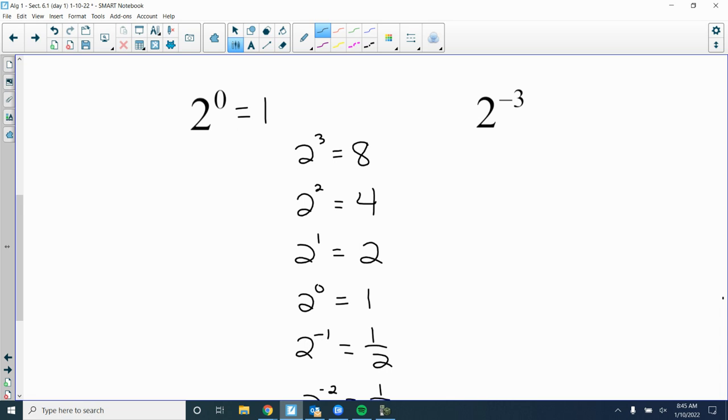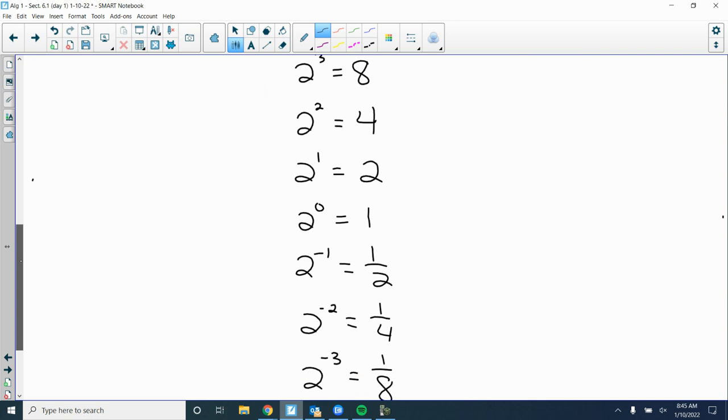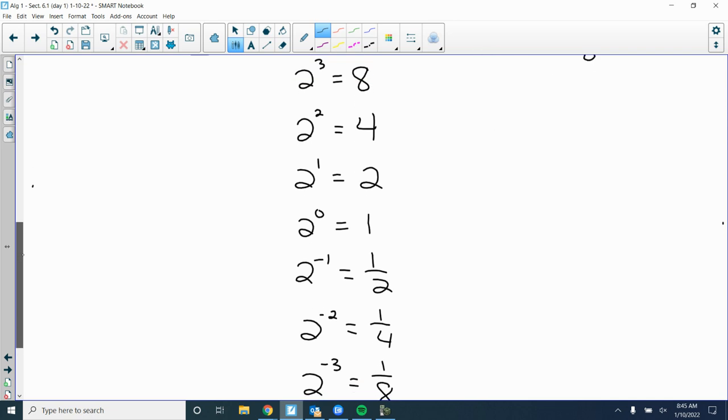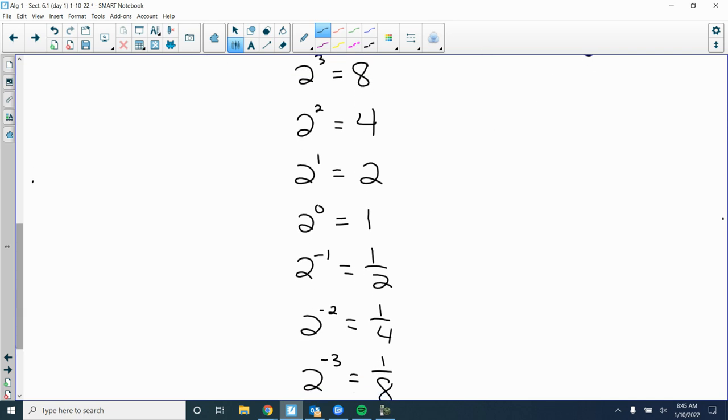1/8. Now, here's kind of the cheat on this, and this is going to be the rule. Look, do you see something very similar between 2 cubed and 2 to the negative third? 2 cubed is what? 8. What's 2 to the negative third? 1/8. 2 squared is 4. 2 to the negative second's what?